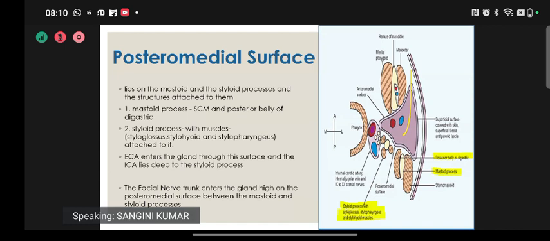Now the carotid sheath is in close contact, and the external carotid artery enters the gland through this surface, and the rest of the vessels in the carotid sheath, the internal carotid artery and the IJV, get separated by the styloid process from the external carotid artery. Another important aspect of the posteromedial surface is the fact that the facial trunk enters the gland through this surface in between the mastoid and the styloid process.